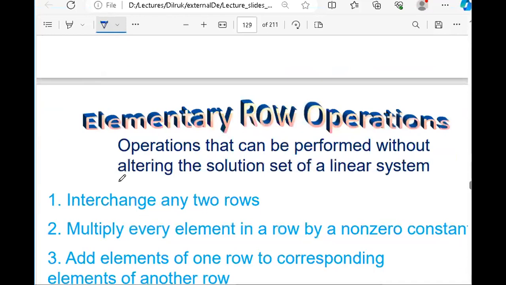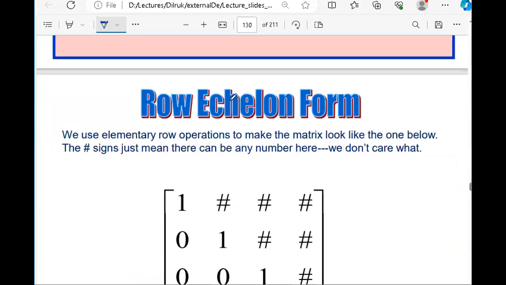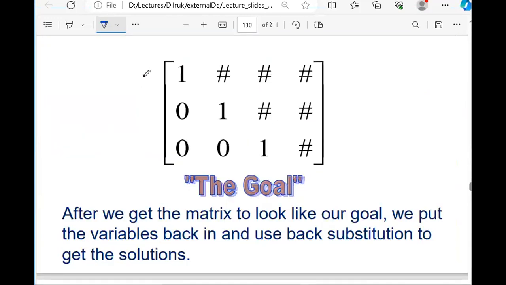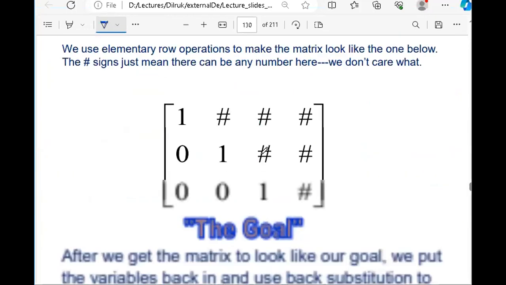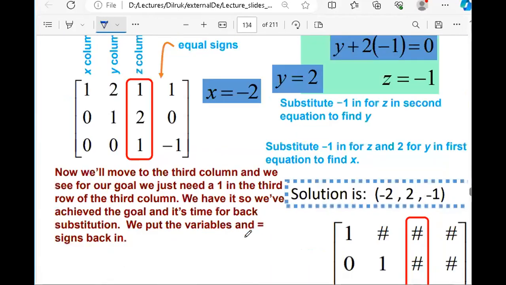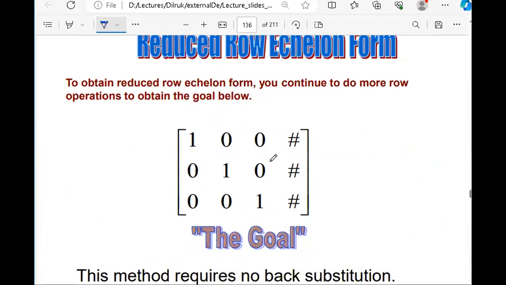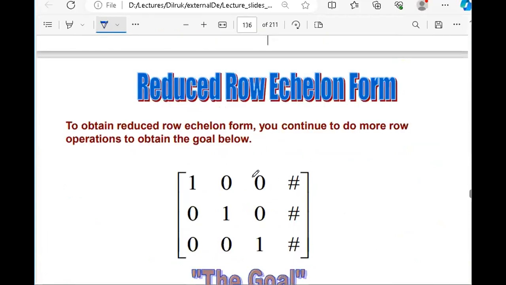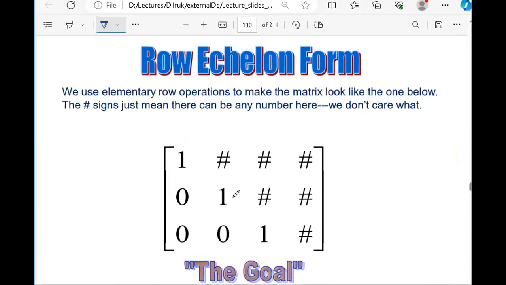Echelon. So, row operations, three row operations. This is the echelon form, row echelon form. Getting 1s on the diagonal. This is the goal. Reduced row echelon, what's the reduced row echelon? This is reduced row echelon, where all the other entries are 0. This is echelon form, row echelon form.